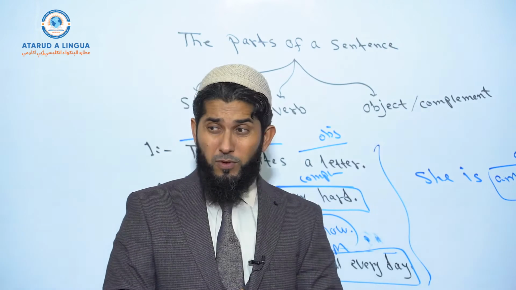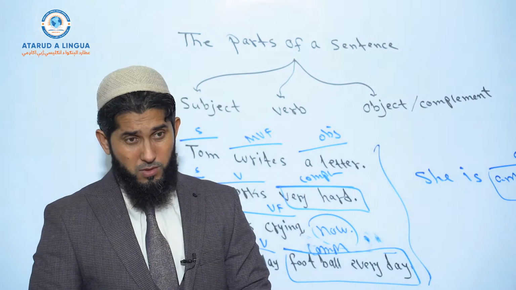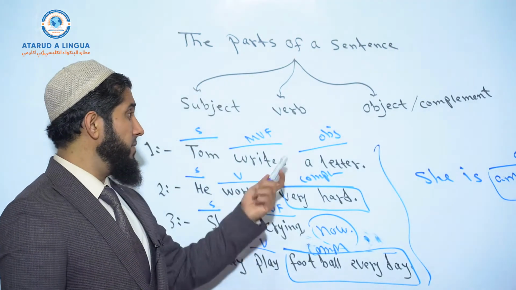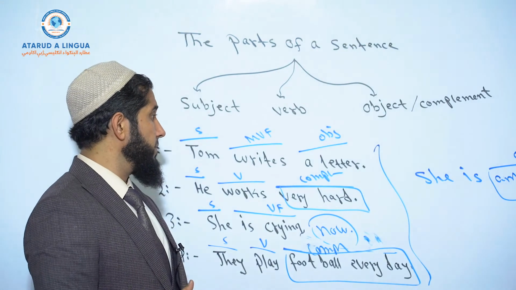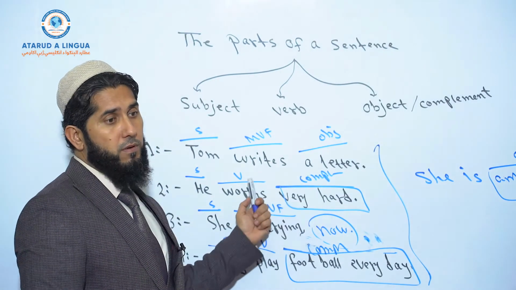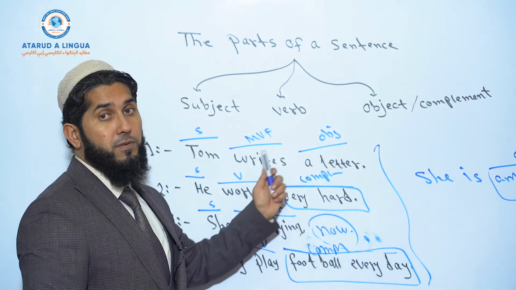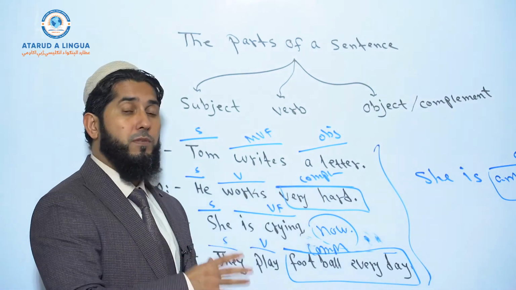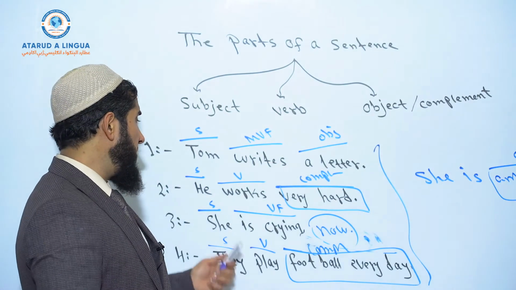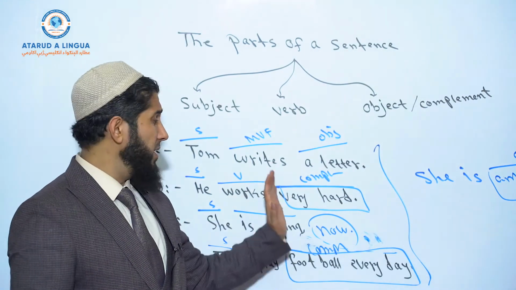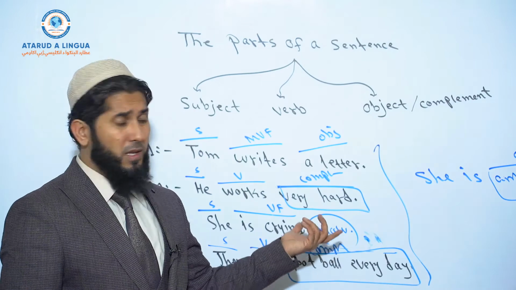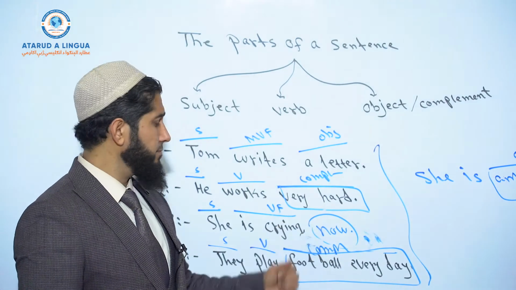So transitive verbs need objects. If the verb is transitive, there you need an object. And the object will be the receiver of the action if it's an action verb, or if it's a state verb, the object will be the receiver of the state. If it's an intransitive verb like he works, then every day is not an object. So it's a complement. You got it?